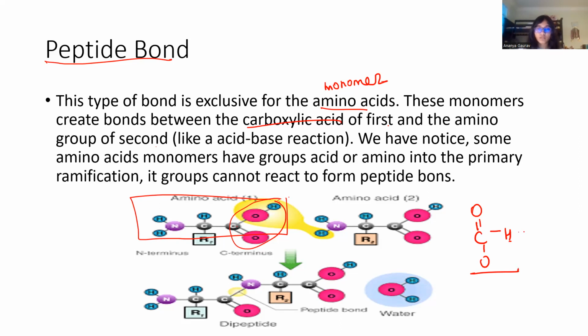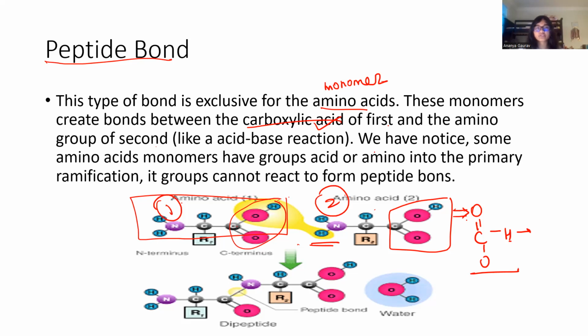Clear? It makes a bond with our what? Amino acid. You can see here, it makes a bond with our amino acid. Now this carboxylic group will make a bond with another amino acid. The chain will be like that. Clear? That's why it is written that the bond creates between the carboxylic group of the first and the amino group of the second.